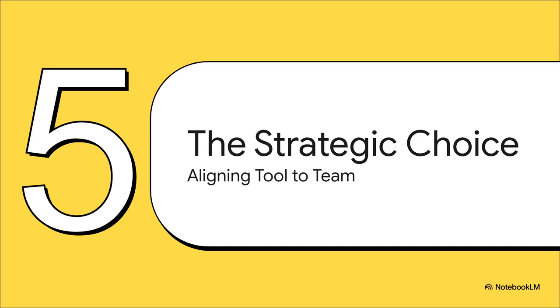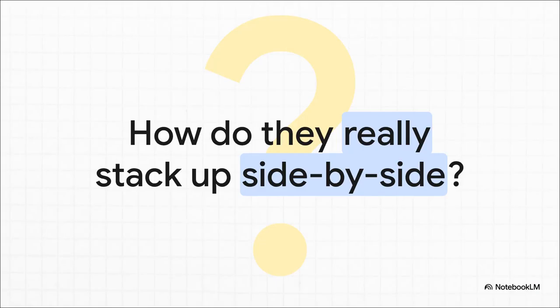Okay, we've met the players, we've seen their philosophies, their strengths, their weaknesses. Now for the main event, making the strategic choice. And let's be clear, the goal here isn't to find the single best tool. It's about finding the best tool for you, for your team, and for your specific challenges. So when you put them all side by side, what does it really look like? Let's break it down feature by feature.